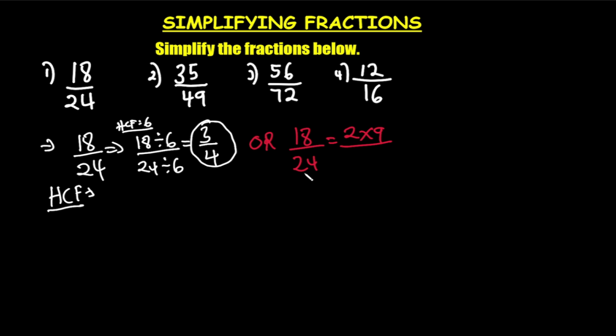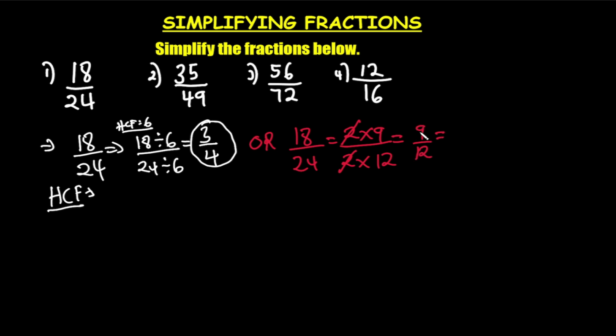For this 24 here, find two numbers that if you multiply, you get 24. But make sure that of the two numbers, one of them is in the numerator. So 2 times 12 will give me 24, and the 2 is in the numerator. Whenever you have the same numbers on top and at the bottom, which is the numerator and denominator, they can cancel. So these two will cancel and they'll go. Now I have 9 over 12.